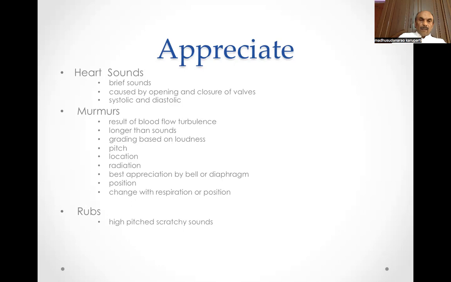So they are longer than sounds. Grading is based on the loudness. You have to appreciate the pitch, location, radiation, and whether they are appreciated with the bell of the stethoscope or diaphragm. And you have to look for the position of the patient where they are best heard, and changes with regard to respiration and position. So these points have to be recorded while auscultating for the murmur. We are going to deal with these murmurs in detail when we talk about the murmurs.